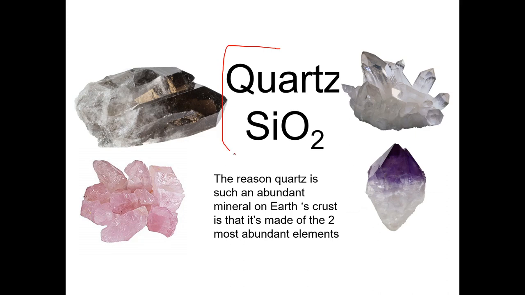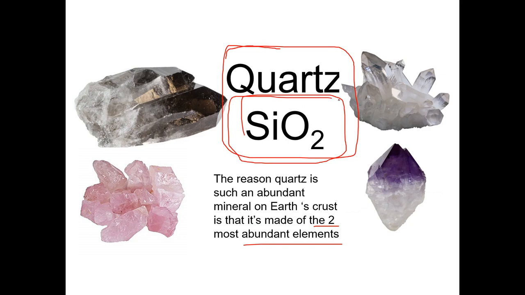Quartz is a very common mineral in Earth's crust, and the reason quartz is so abundant is because it's made up of the two most abundant elements, SiO2. By the way, you should know the chemical formula for quartz. I might ask you on the test, what is the chemical formula for quartz? It's SiO2. One silicon atom to two oxygen atoms.